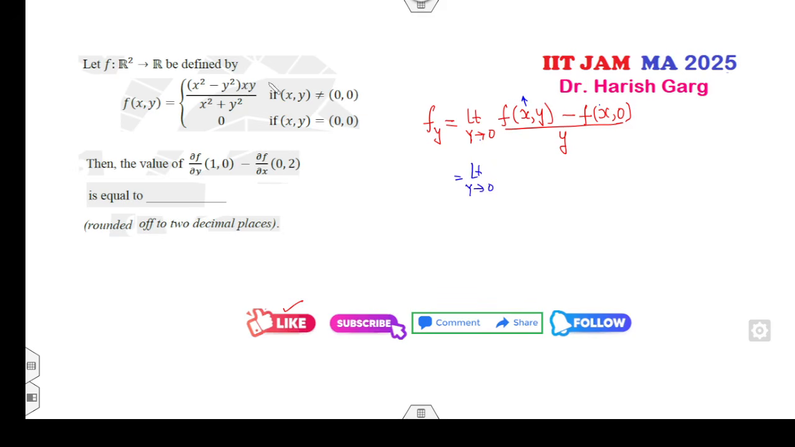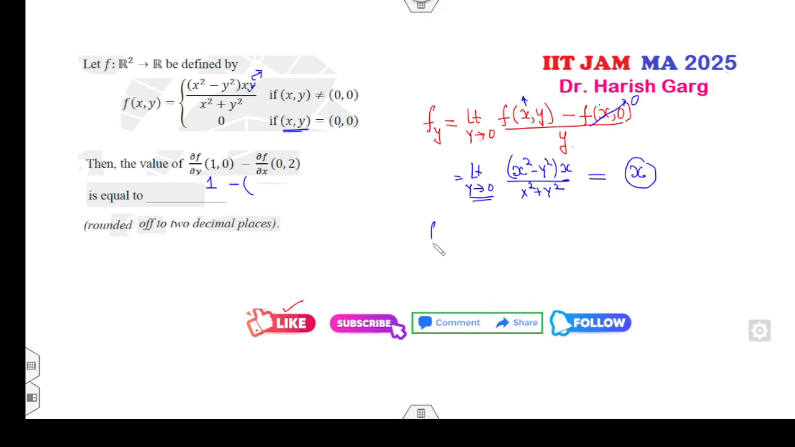x comma y remains the same. What is x comma 0? Once y is 0, this will not be 0, because here both need to be 0. x comma 0 means whenever y is 0, the complete term is 0. That means this part is 0. If you divide it by y, the answer is x square minus y square times x divided by x square plus y square. So what is the answer? Whenever y approaches 0, the answer is x. So what is x? It is 1.